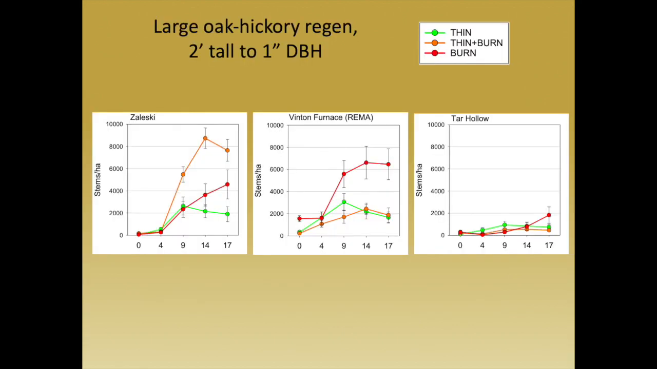A lot of that was good woody plant regeneration, though. These are the 3 different study sites we had, and this is the large oak-hickory regeneration over time, greater than 2 feet tall. And you can see that at 2 of the sites, Zaleski and Vinton Furnace, these were drier sites that were more oaky. At least on 3 of the 4 treated units with fire, we really had a tremendous increase in the larger oak and hickory regeneration. But we also had a site, Tar Hollow, that was a little bit more productive and it had more invasive species. And with those same treatments, we really didn't get a response in oak regeneration. So there is a lot of difference.